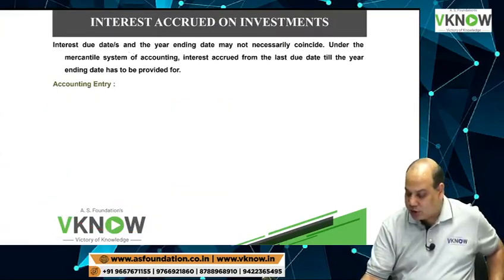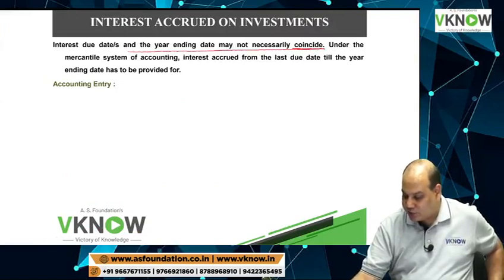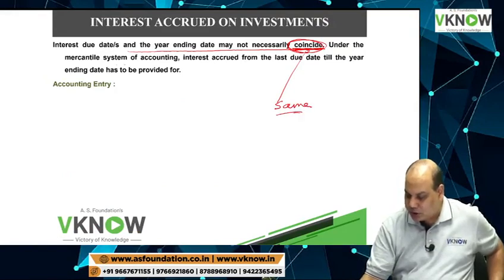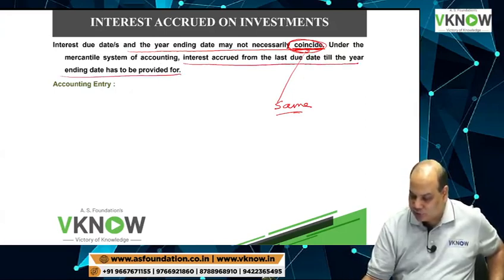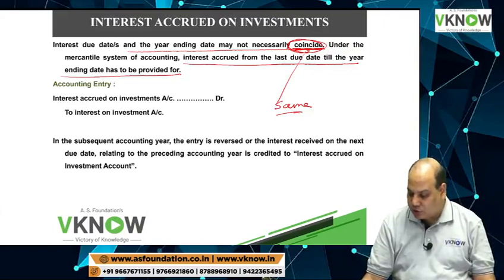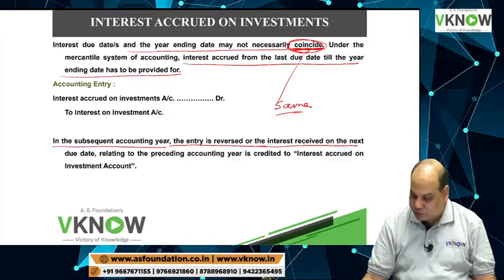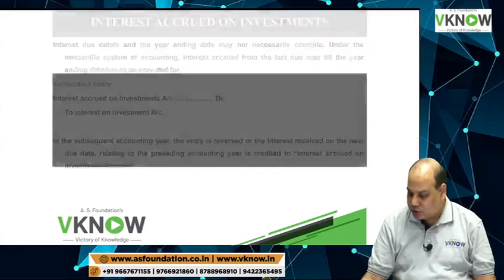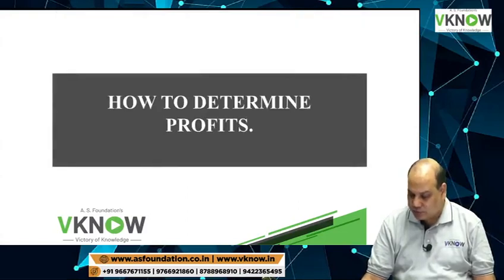Interest due dates and the year ending date may not necessarily coincide. Under the mercantile system of accounting, interest accrued from the last due date till the year end will be provided for. So the entry will be interest accrued account debit to interest on investment. In the subsequent year, the entry will be reversed. Okay, so that is about interest accrued.